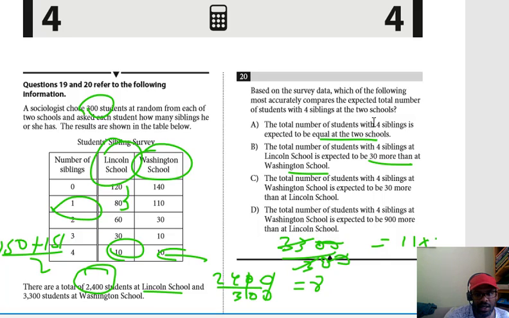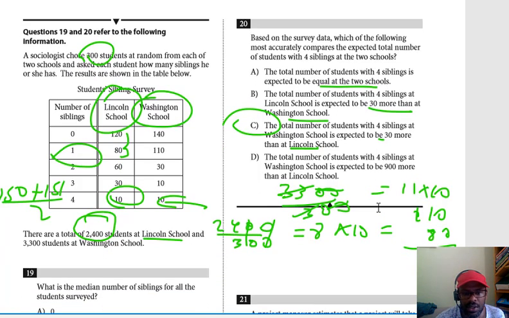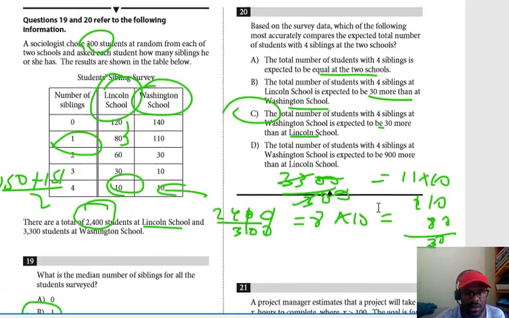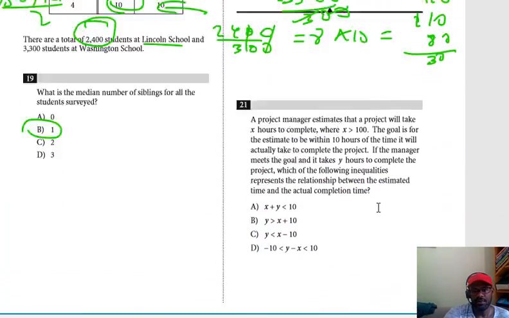We have 10 students at Lincoln School with 4 siblings, and the same 10 here. So this is 110, and we have 80 here. So the difference is 30. Therefore, the total number of students with 4 siblings at Washington School is expected to be 110. Yes, Washington is 30 more than Lincoln. It's Washington which has more siblings. Okay, 21.